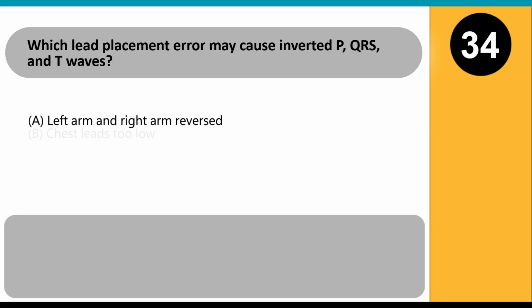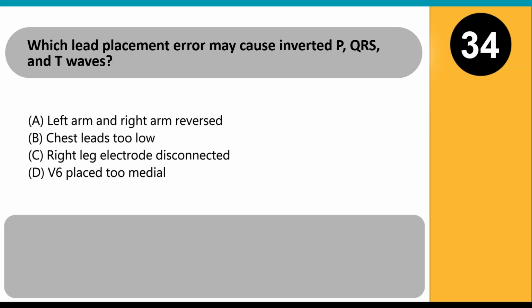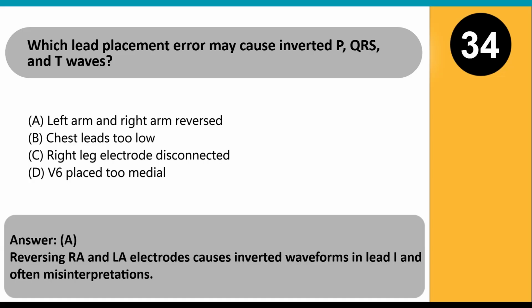Which lead placement error may cause inverted P, QRS, and T waves? A. Left arm and right arm reversed. B. Chest leads too low. C. Right leg electrode disconnected. D. V6 placed too medial. Answer A. Reversing RA and LA electrodes causes inverted waveforms in lead I and often misinterpretations.